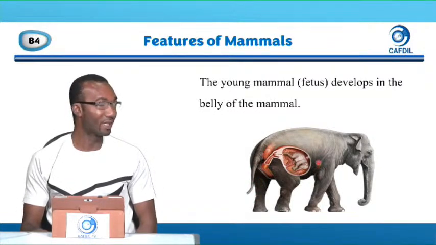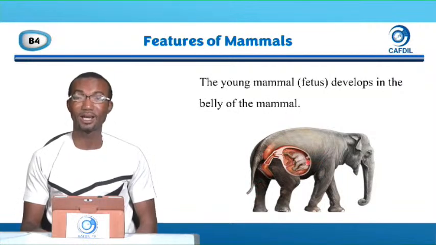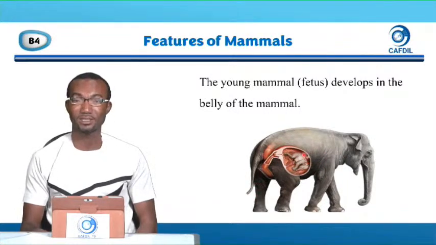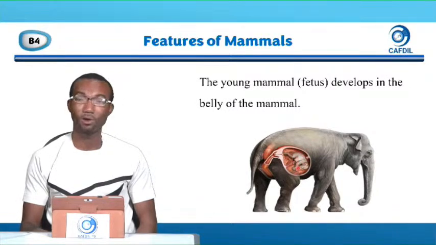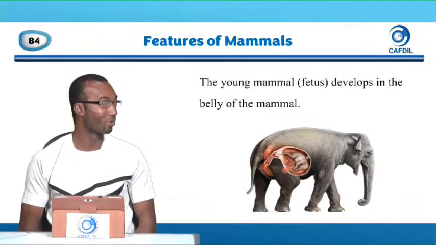So they do not lay eggs, sit on them, and then after some days they hatch. The young animal develops in the belly of the adult female animal, and then after some weeks they come out, and coming out is what we call giving birth. So mammals give birth to live young ones.